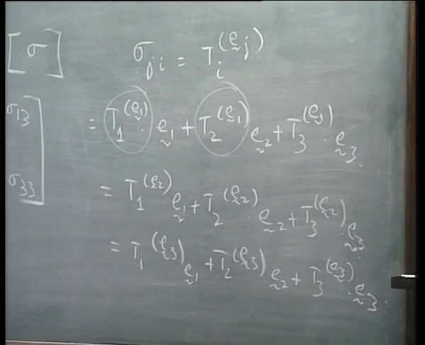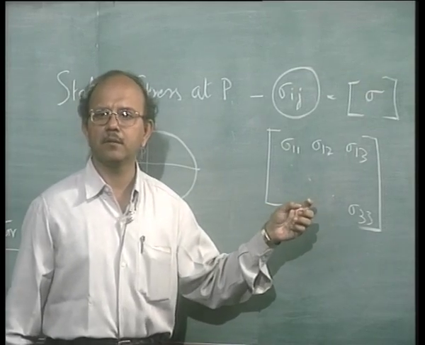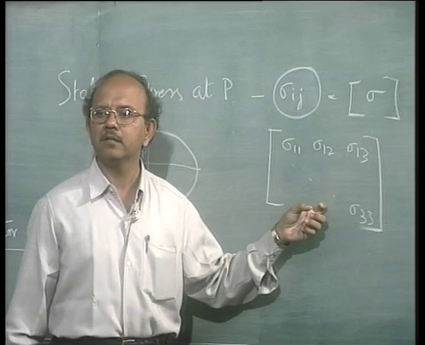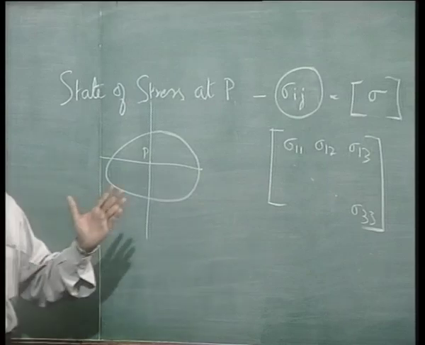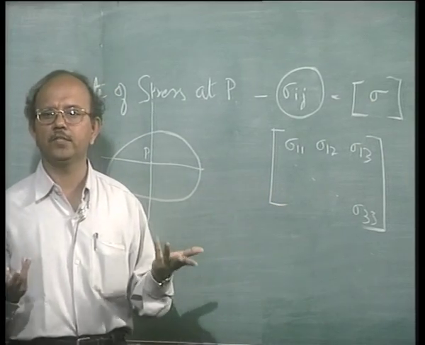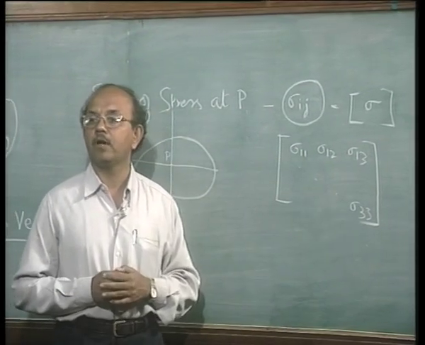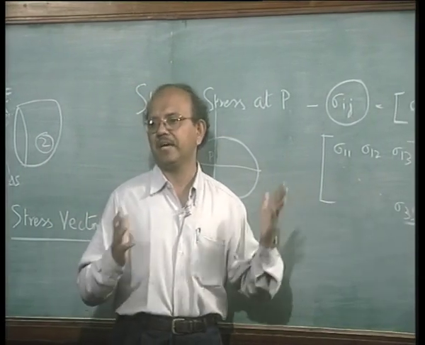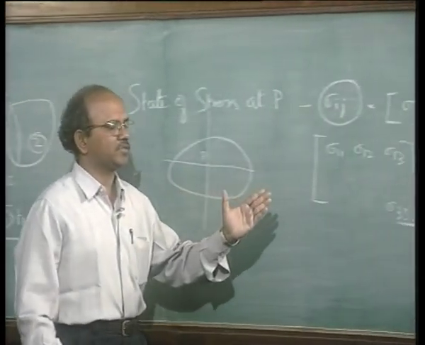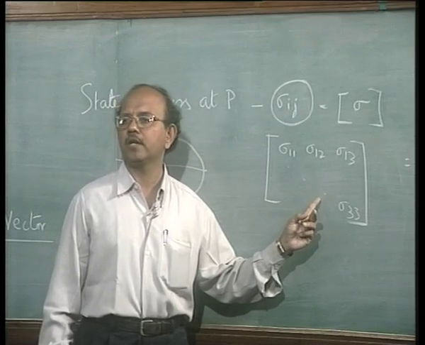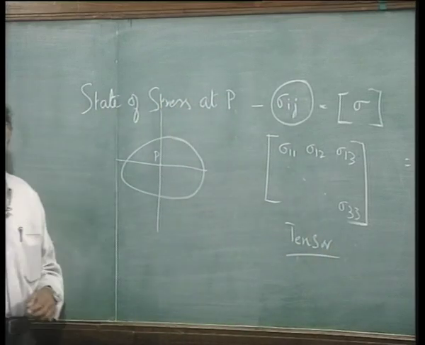The question is then, what is this sigma? Is the state of stress defined as a vector, or is it something else? Can you call this a vector? No, obviously no, because from the stress vector quantity only we have come to this. And also, how many quantities are there? Nine quantities. So, this sigma, the state of stress, is not a vector, but what is called a tensor. To be precise, it is a second order tensor.